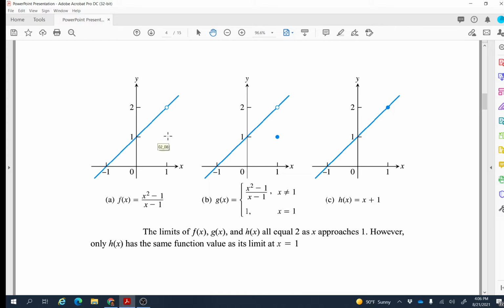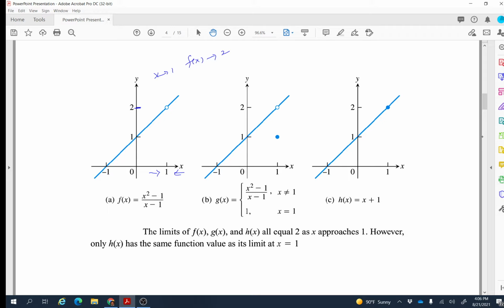So you can see here, when x is approaching 1 from the left side or right side, the value of the function is approaching 2. That's 2, and that is the limit of the function. When x approaches 1, the value of the function is approaching 2, either from the left side or right side. That is called the limit of a function.